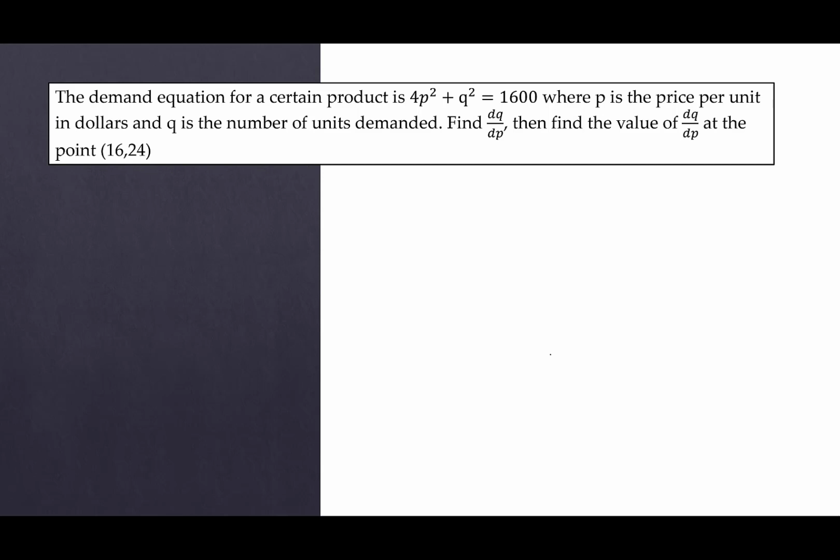Start by finding the derivative. It's important to note that p is our independent variable. That means when I take the derivative of p, I don't have anything else to add, I just do the derivative like I used to. So 4p squared becomes 8p. q squared is 2q, but quantity is dependent on price, so now we have a dq/dp. Derivative of 1600 is 0.